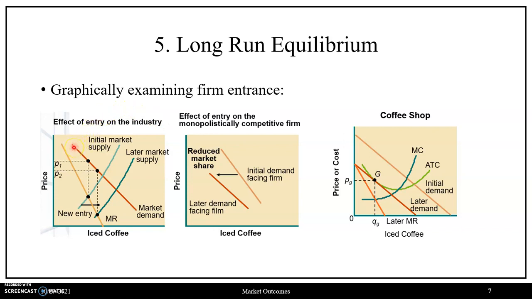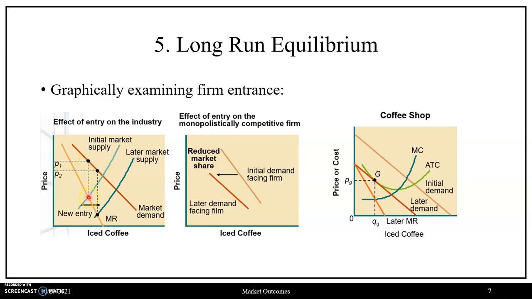We have our initial curves from before: downward sloping market demand, downward sloping marginal revenue, and our initial upward sloping market supply curve. Marginal revenue is equal to market supply, giving us our initial equilibrium quantity level, pricing at our initial market demand curve, giving us our corresponding price point.